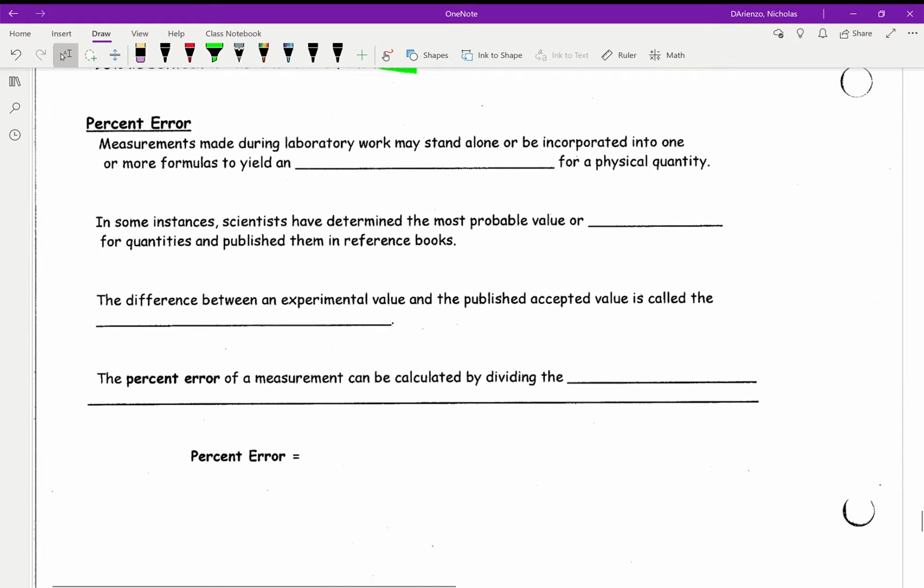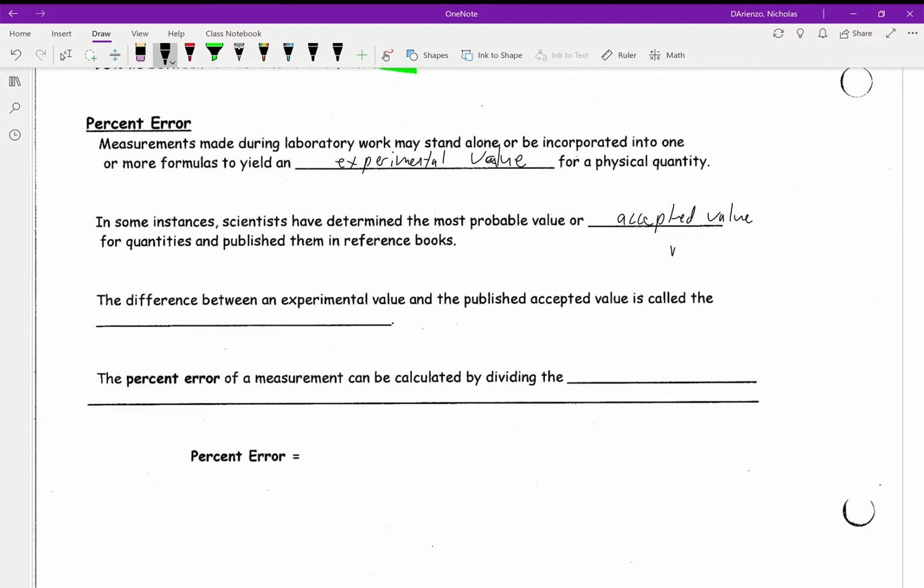Percent error has to do with measurements that are made during laboratory work, which may stand alone or be incorporated into one or more formulas to yield an experimental value. In some cases, scientists, or somebody else, may come up with a probable value, or what we call the accepted value. And this is what we need in order to calculate our percent error.